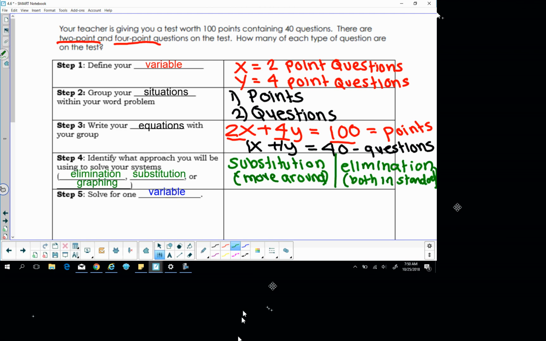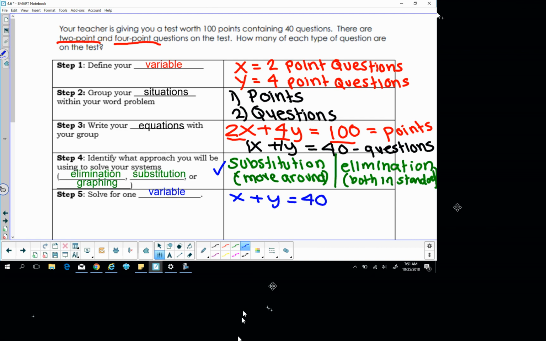I'm going to use substitution just to show you how you would go about this substitution in case you need a refresher on it. So I'm first finding which equation is easiest to get a variable by itself, the red one or the black one? The black one, right? It's x plus y equals 40.